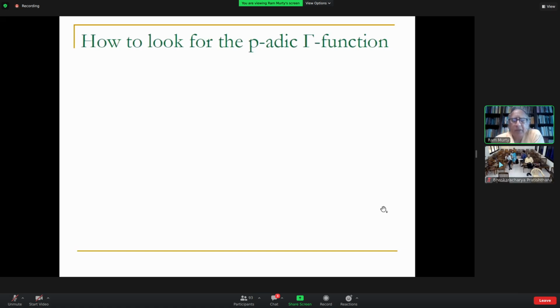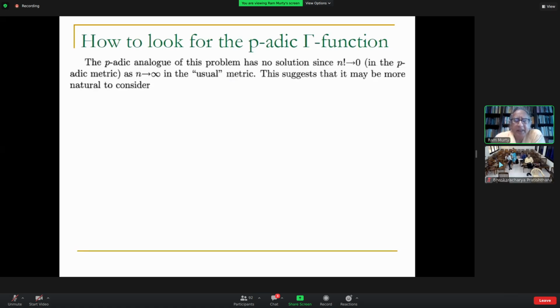Okay, so how to look for the p-adic gamma function? The p-adic analog of this problem has no solution, because n factorial tends to 0 in the p-adic metric, since as you take more and more n's, there are going to be higher and higher powers of p. So it makes sense maybe to consider not the product of the first n natural numbers, but only the product of those natural numbers j less than n with j coprime to p. Otherwise, we're going to get into a mess. Maybe this should be the p-adic analog of the factorial function.